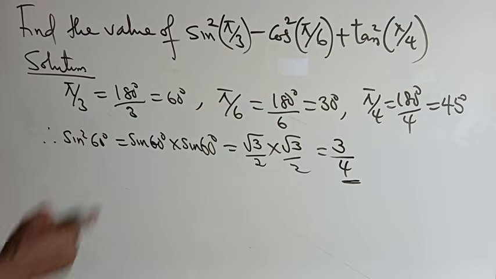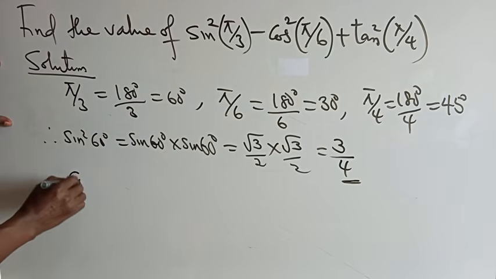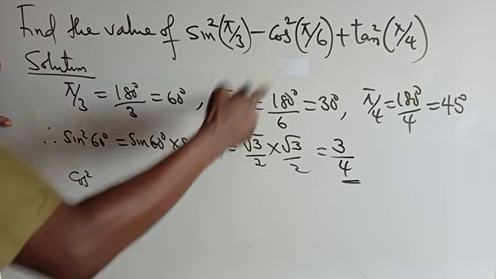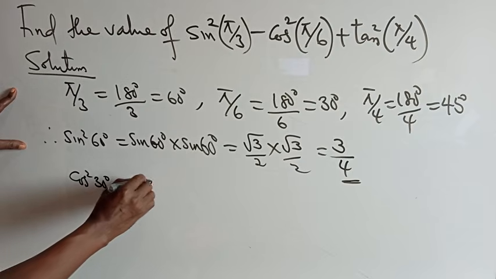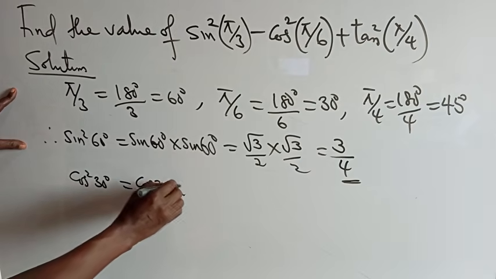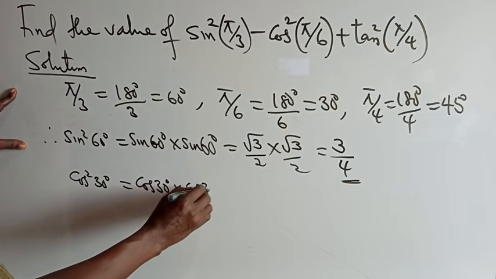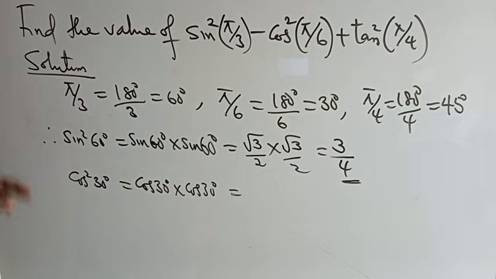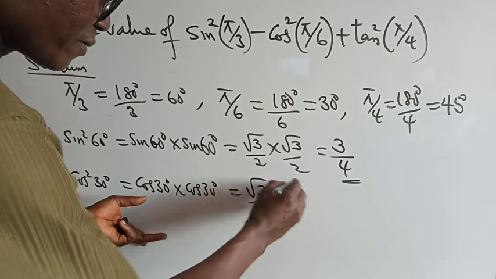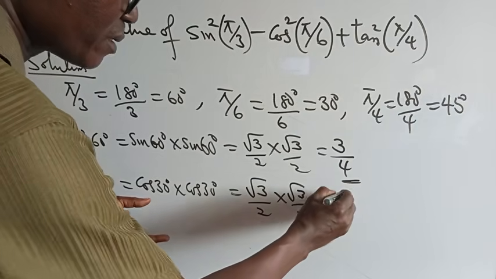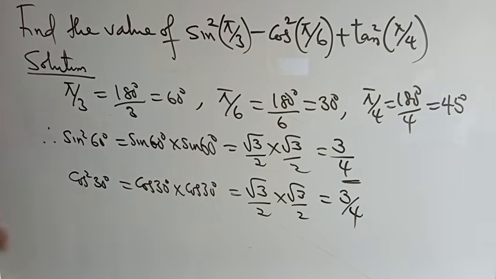Now for cos square, pi over 6 is 30 degrees. That will be cos 30 degrees times cos 30 degrees. And what is cos 30? It is equal to root 3 all over 2 times another root 3 all over 2, which gives us 3 all over 4.